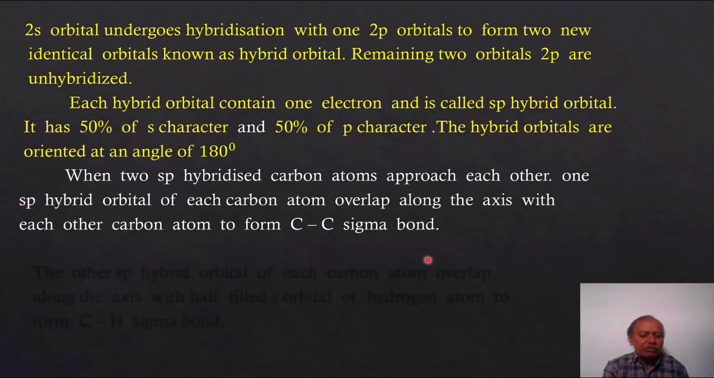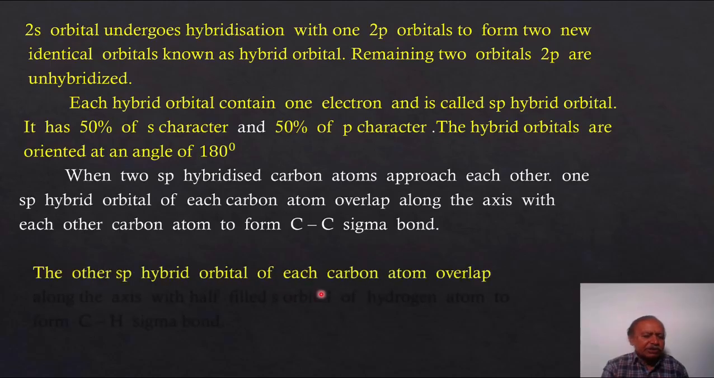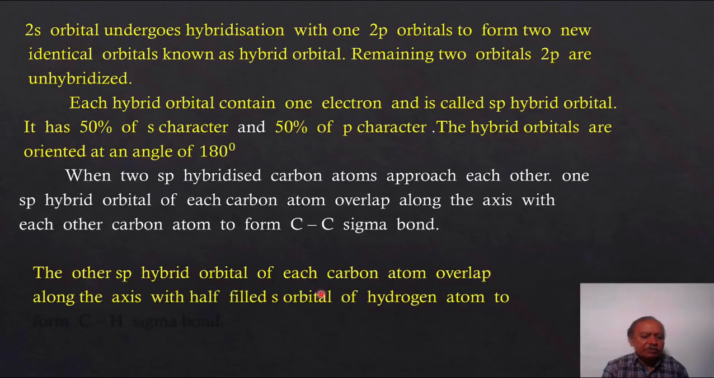And the other sp hybrid orbital overlaps along the axis with the half-filled s orbital of the hydrogen atom. The other sp hybrid orbital of each carbon atom overlaps along the axis with the half-filled s orbital of the hydrogen atom to form the carbon to hydrogen bond. So the carbon to hydrogen sigma bond is formed by overlapping of the sp hybrid orbital of each carbon atom with the half-filled s orbital of the hydrogen atoms. In this way, two carbon to hydrogen sigma bonds are formed.